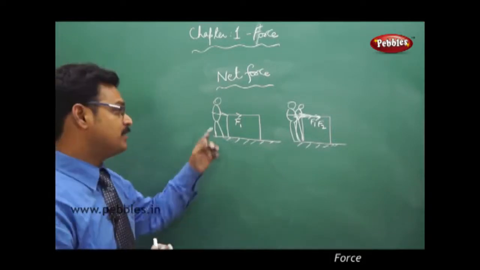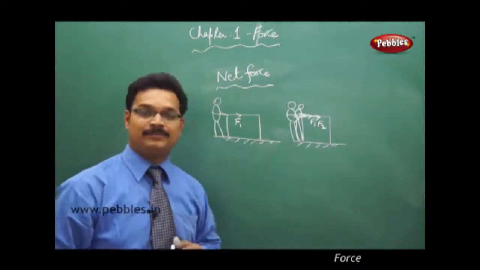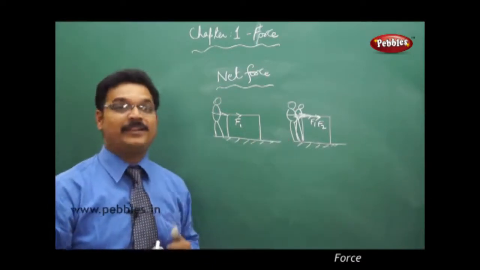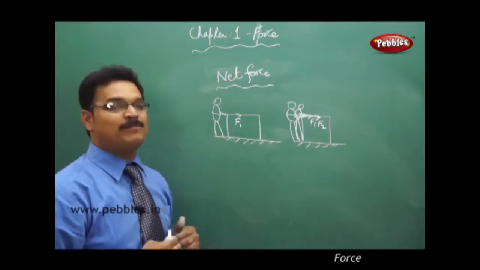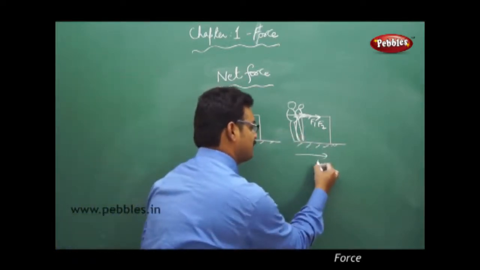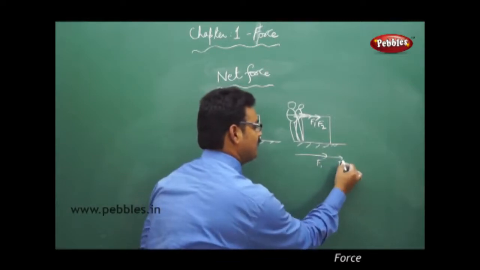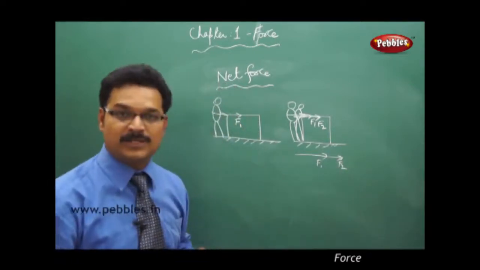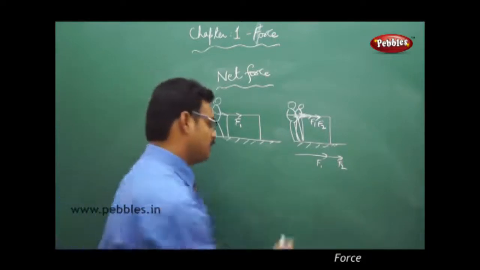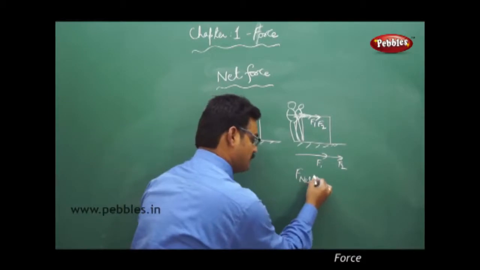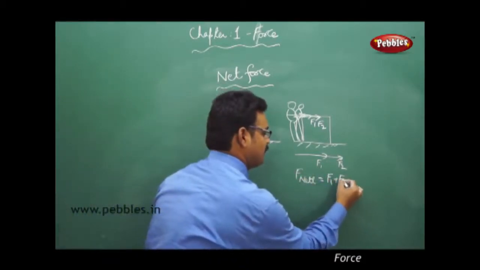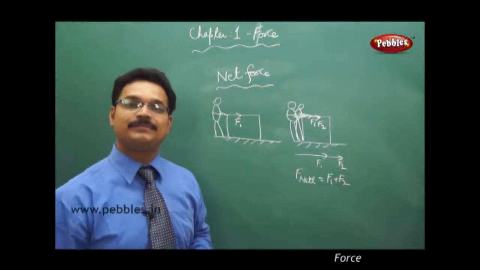Then what is the difference between this diagram and that diagram? Don't say the difference is that here there is one person and there are two persons. No. The difference is that here only one force is applied, F1. Here two forces are applied in the same direction, F1 and F2. When the force is applied in the same direction, then the resultant force, which we call net force, equals the sum of the forces F1 plus F2, because both are acting in the same direction.